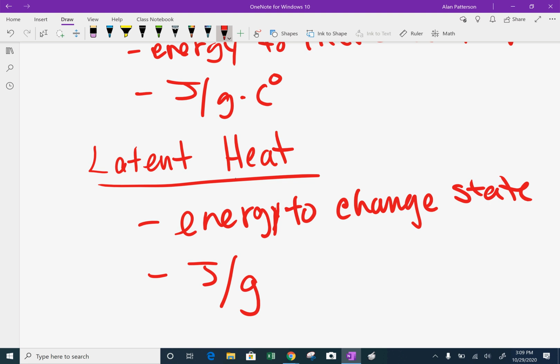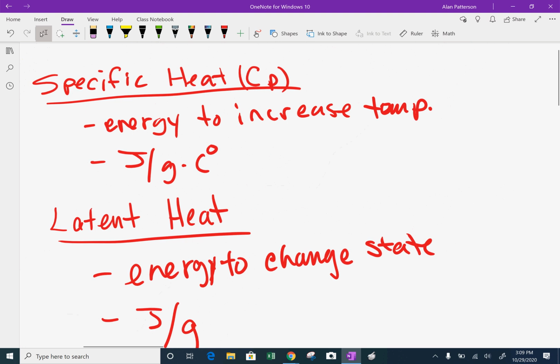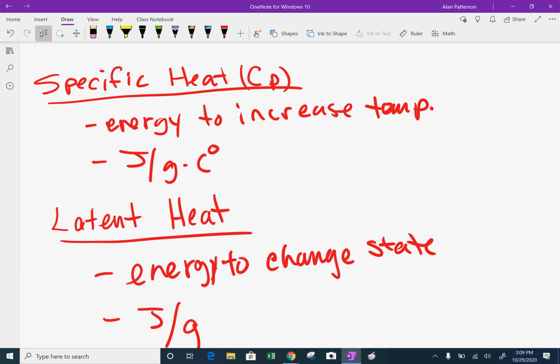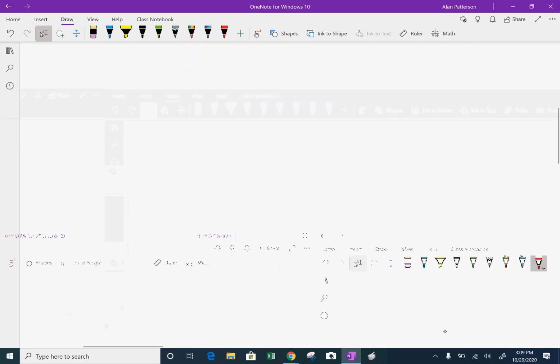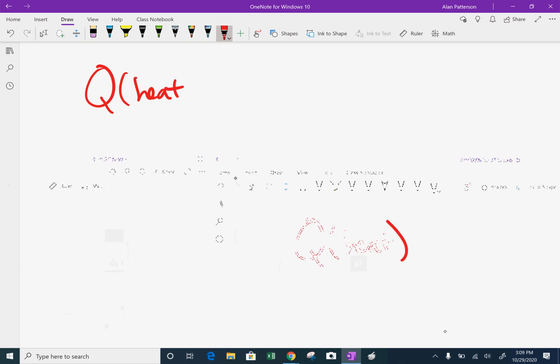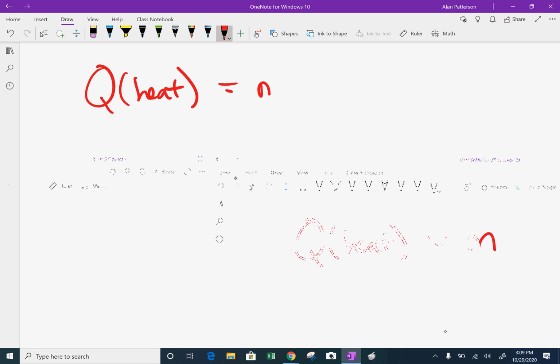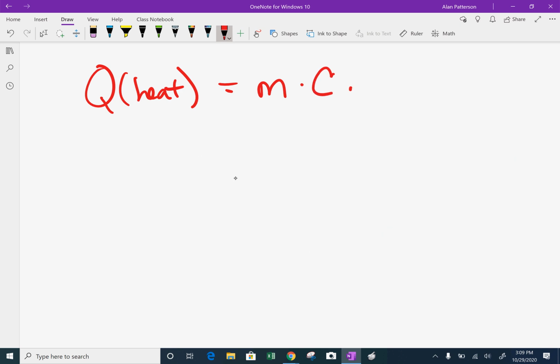Okay, so how are we going to calculate these? For specific heat, we need to define one more thing. Q, this is heat. All right, Q is going to represent heat. So we have two ways of finding that. If we're in one state of matter and we're increasing temperature, what we're going to do is take the mass of the substance times its specific heat times the change in temperature.